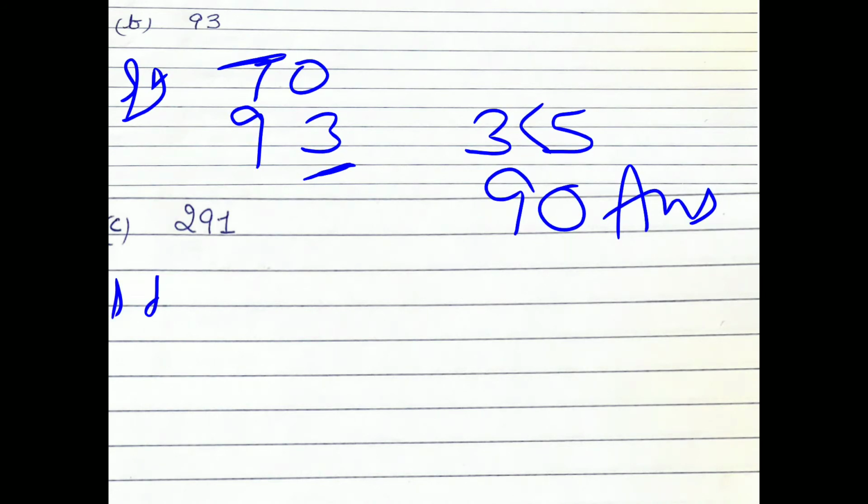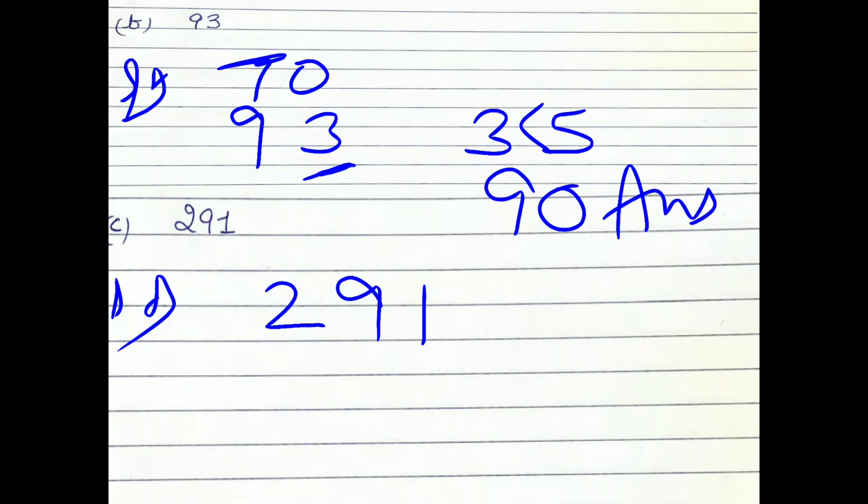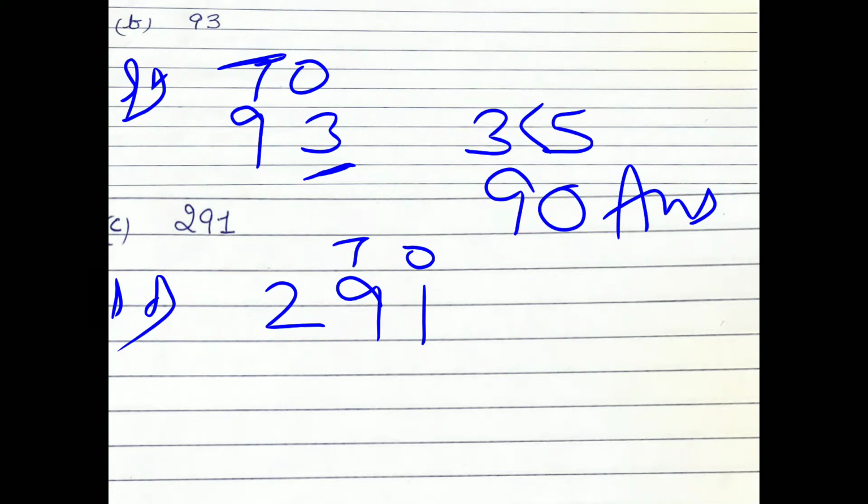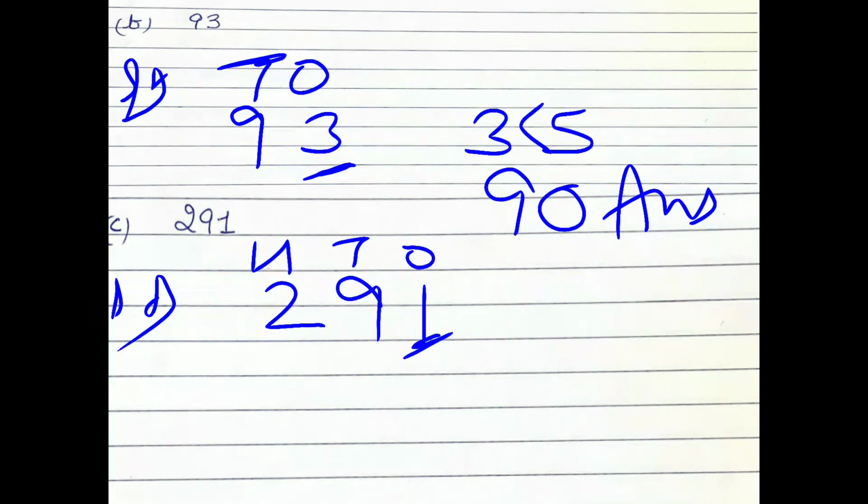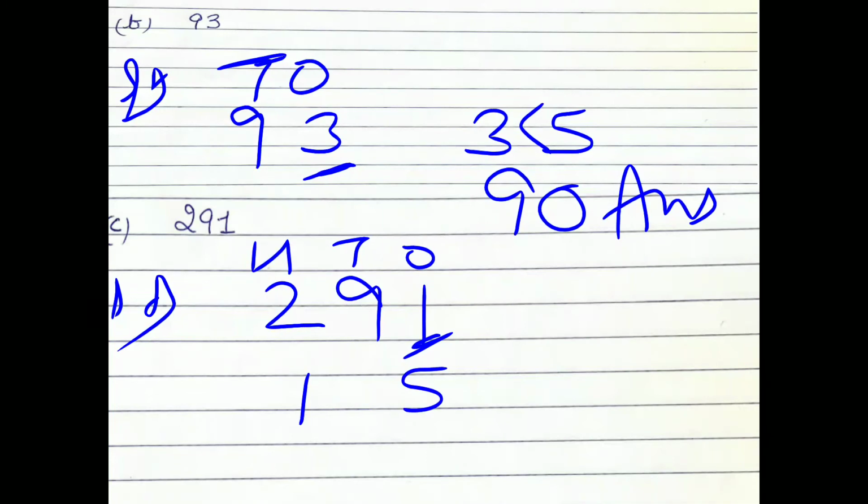Again, do C part. 2, 9, 1. Above the number write down ones, tens, 100. Now compare which place number? Ones place, with 5. Which number is greater? Your number is greater? No.